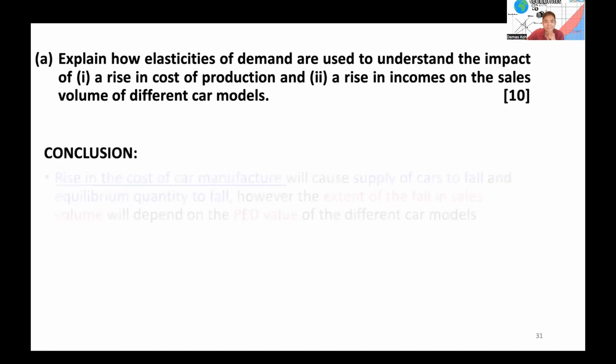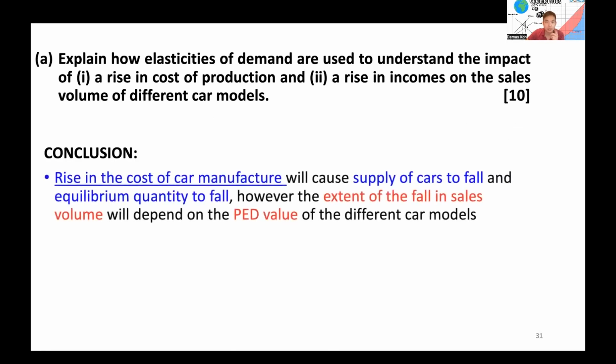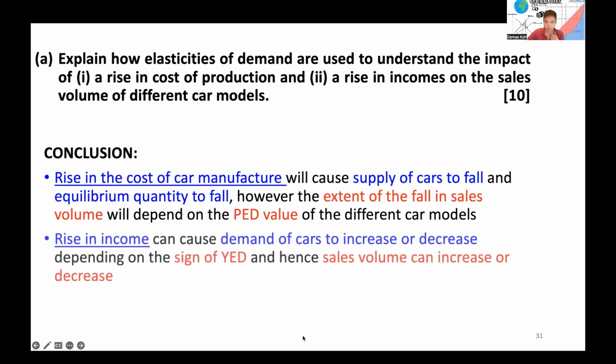Yeah. So in conclusion, for the entire part A question, the rise in the cost of car manufacture would lead to a fall in supply and the equilibrium quantity would fall. Although the extent of the fall in sales volume would depend on the PEP value. So that was in the first video of this 4-part series. Right? And the rise in income can cause demand to either increase or decrease depending on the sign of the YED. But also within normal goods, it's further split into luxury goods and necessities.